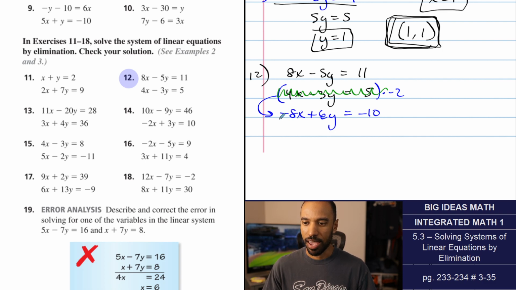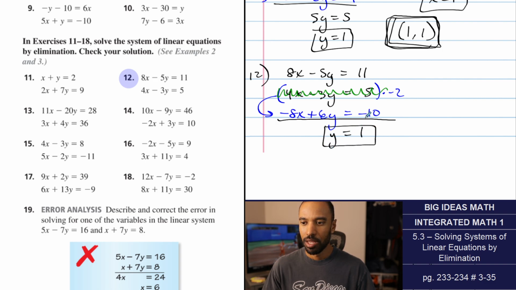So if I add down the lists right now, x's would eliminate. Be gone. Negative 5y plus 6y is 1y. Perfect. And 11 minus 10 is 1. Perfect. So when I solve for x, I can use any of these equations, this or that, to solve for x. Maybe just use this one down here.